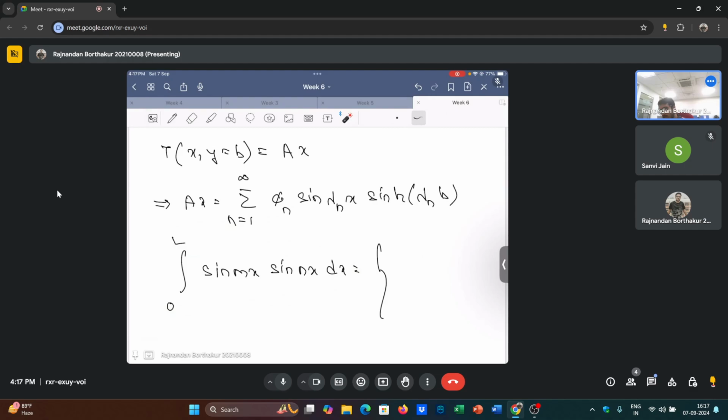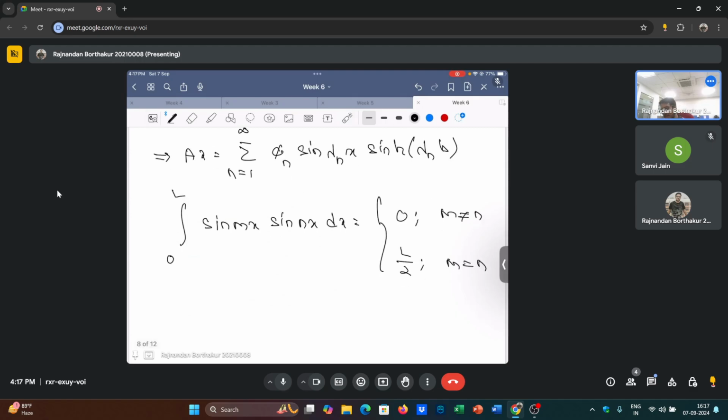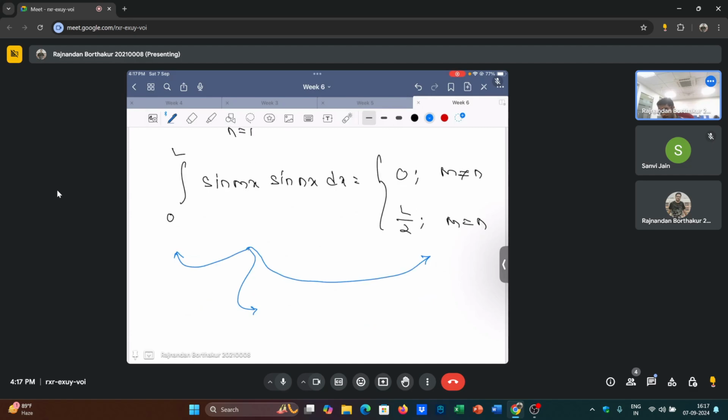I'll tell you. This integration is equal to 0 when m is not equal to n. That's the right answer. And when m is equal to n, this is non-zero, and its value is equal to L by 2. This is the principle that we have used here, known as the orthogonality principle.